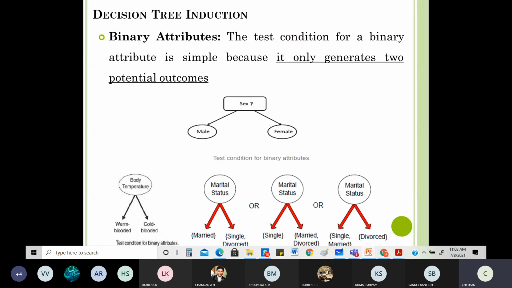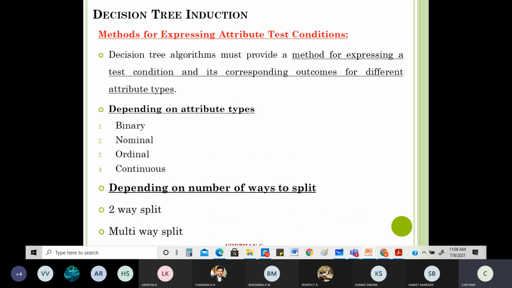This is how the binary attributes will look. The test condition for a binary attribute is very simple, because it generates only two potential outcomes. You can see the various examples given in terms of marital status, body temperature, and sex. So binary attributes will have only two potential outcomes. This is with regard to the attribute types I'm talking about.